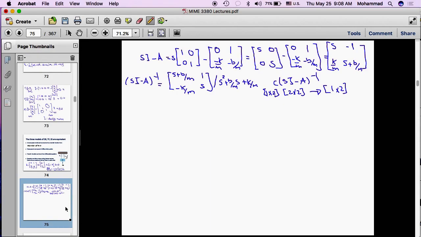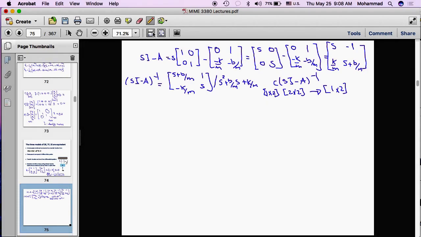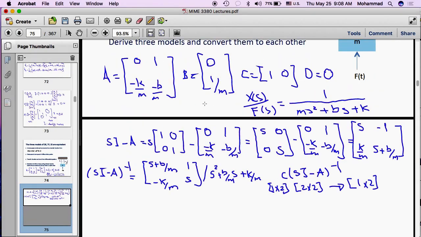Okay, so the result we know is going to be 1 by 2. So 1 row, 2 columns. Let's go ahead and do the multiplication. This is C, 1, 0, and this is sI minus A inverse. I have it there. So let's carry out the multiplication. C times sI minus A inverse is going to be equal to, I'm not going to copy C because C is right here.